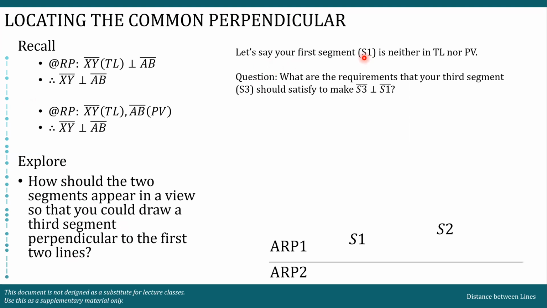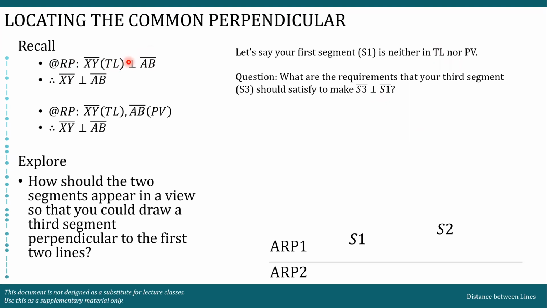Let's say your first segment, S1, for example, this is S1. So, I'm not drawing the segment. I'm just representing it as this one, S1, is neither in TL nor PV. Okay? So, hindi to TL, hindi to PV. Question, what are the requirements that your third segment should satisfy such to make segment 3 perpendicular to segment 1? Since this is not true length nor PV, we can only apply this requirements or, well, this one. Tama, requirements. Ito lang yung pwede nating gawin para maging perpendicular si S3 kay S1. And S1 is not TL, not PV. So ito siya. This represents AB here.